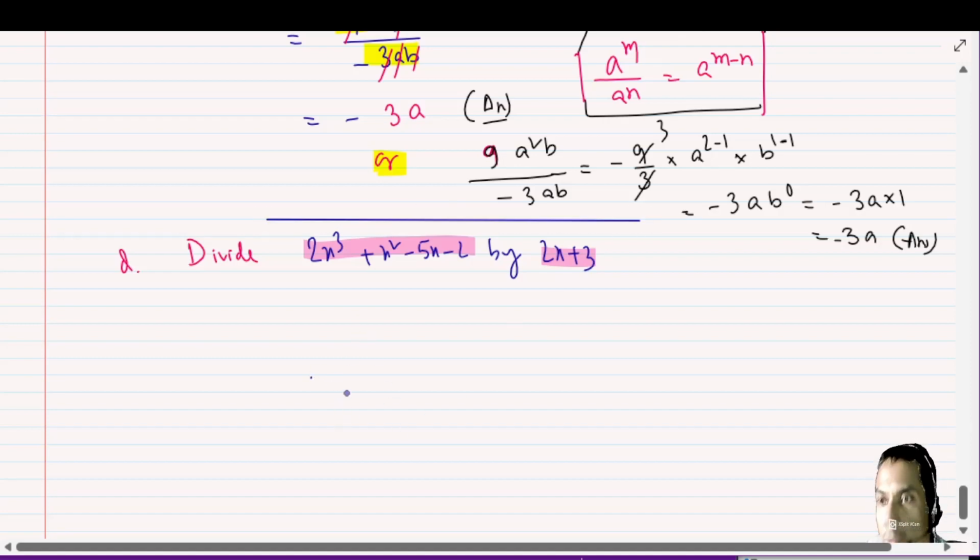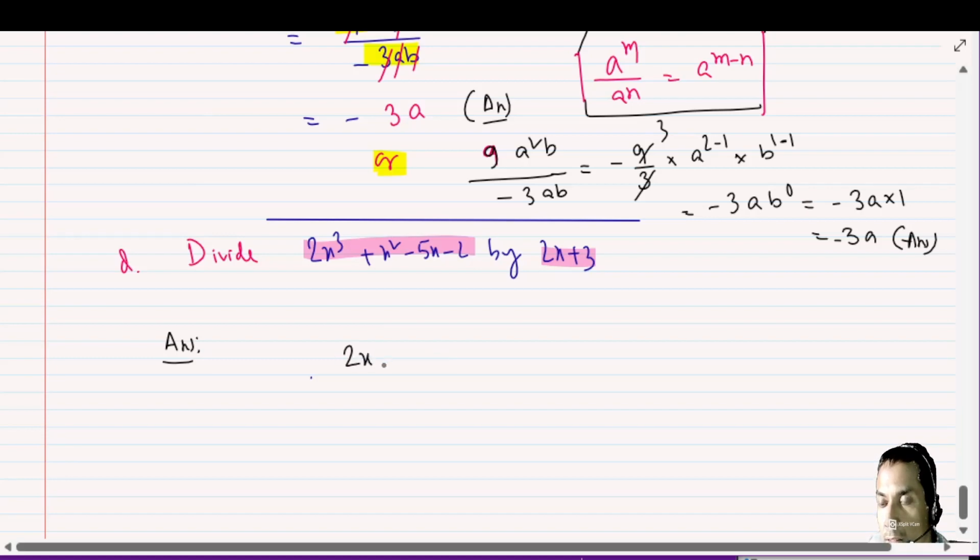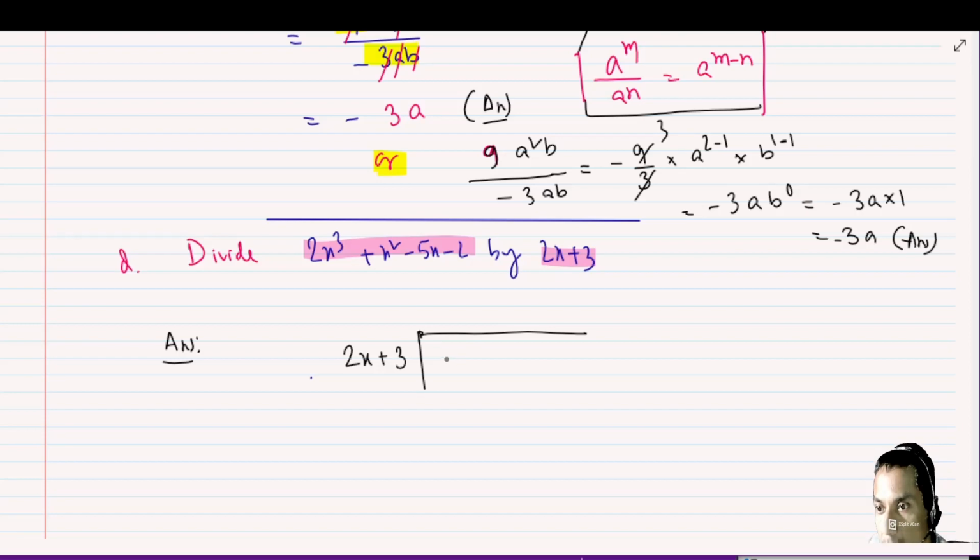Okay. How can you do that? The answer will be like this. This is the divisor. You follow the division method, the algebraic division method. Here it will be 2x cube, the power should be on this side, 2x cube plus x square minus 5x minus 2.